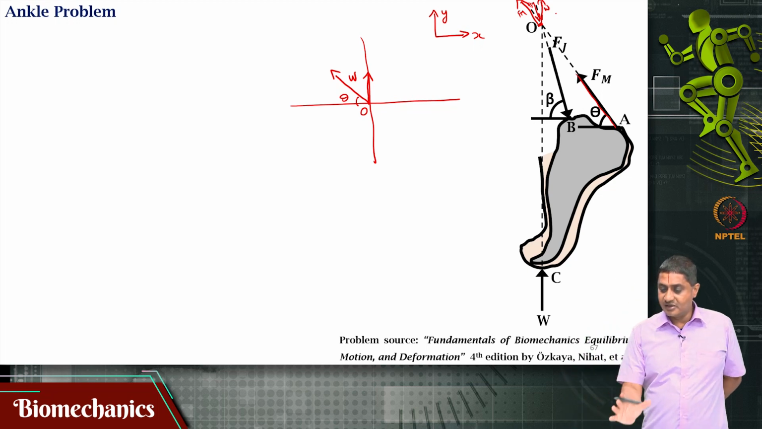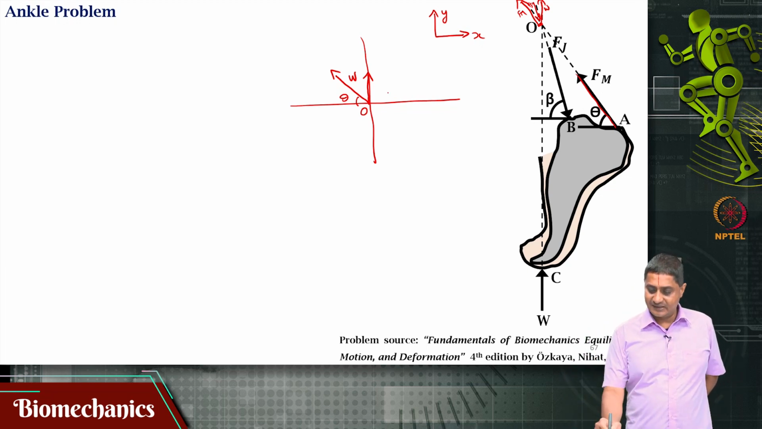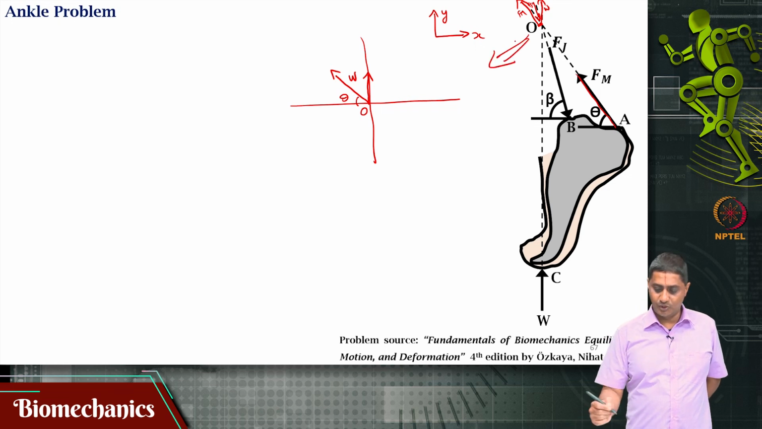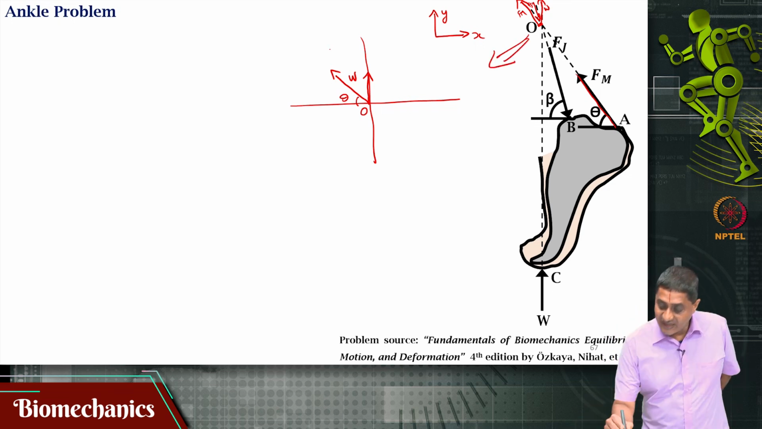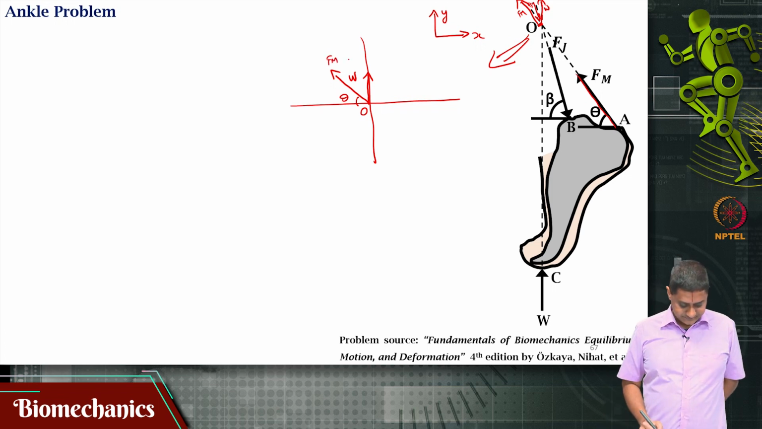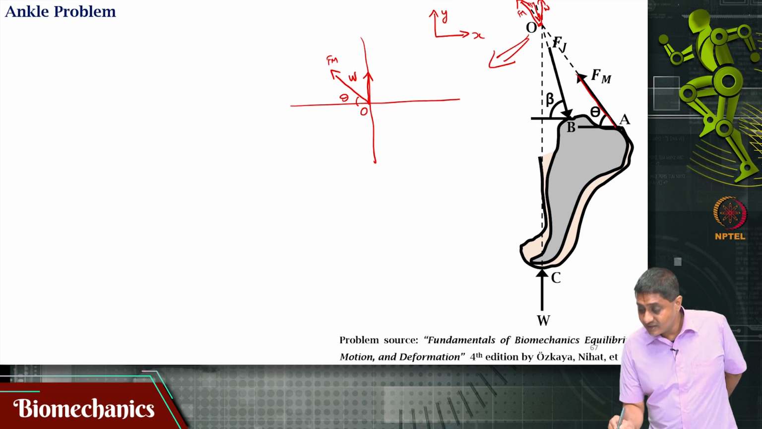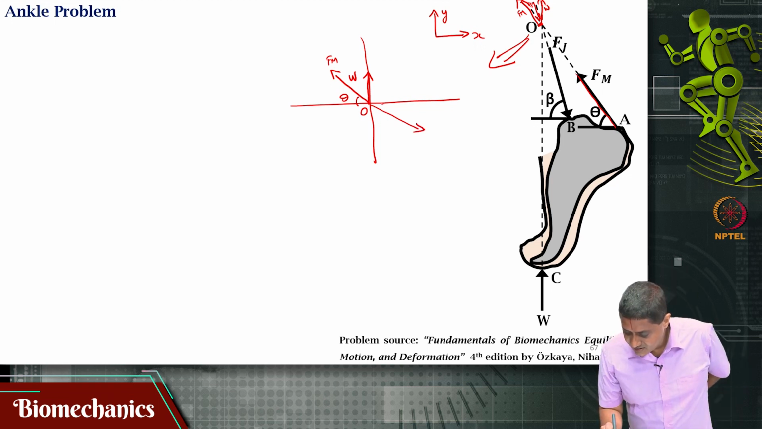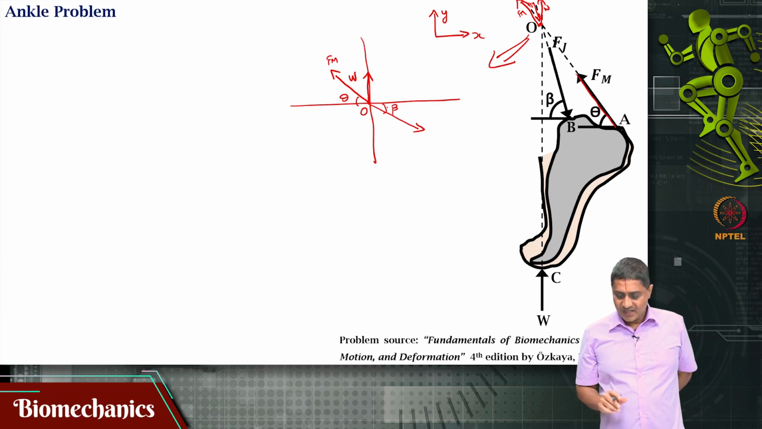And I am redrawing the whole figure separately here. So, this is what has been zoomed out for you. Okay. So, that is Fm for me. And Fj is acting from point O like that. Fj is making an angle beta to the horizontal.